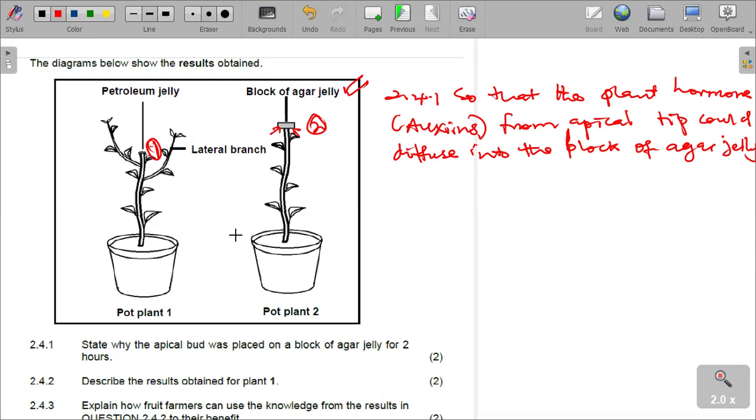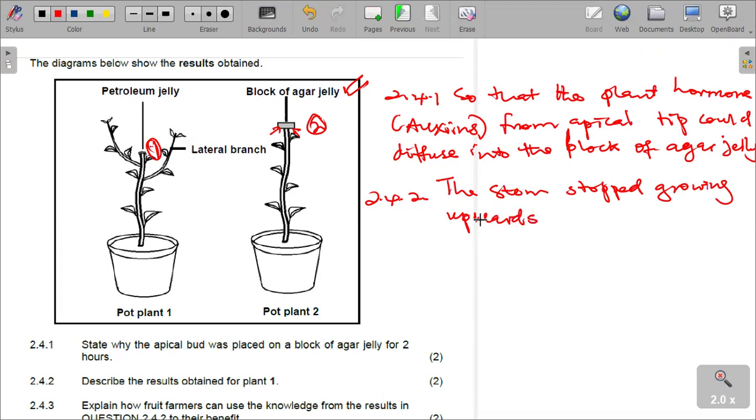That is question 2.4.1. And number 2.4.2: describe the results obtained from plant 1. This plant 1 has petroleum jelly, and we have lateral buds forming there. So what happened is that the stem stopped growing upwards. As you can see, when the petroleum jelly was placed there, the stem stopped growing upwards.